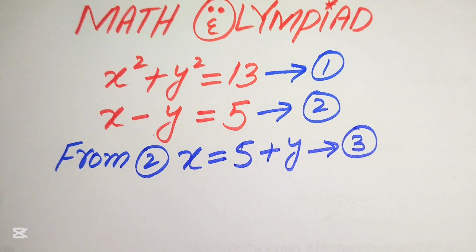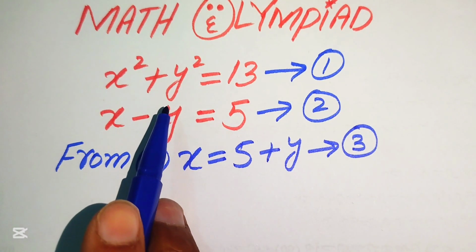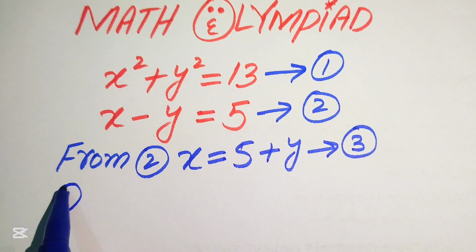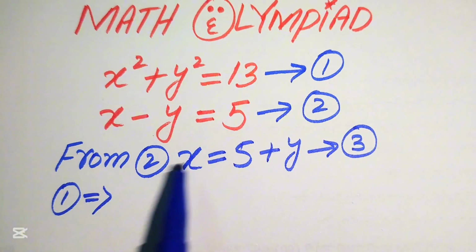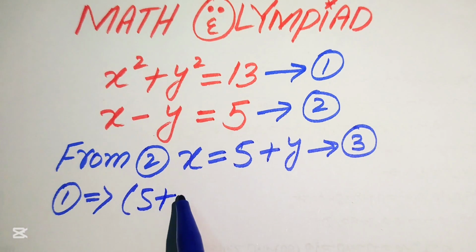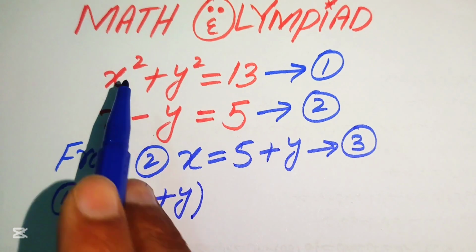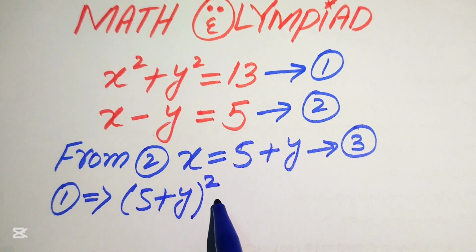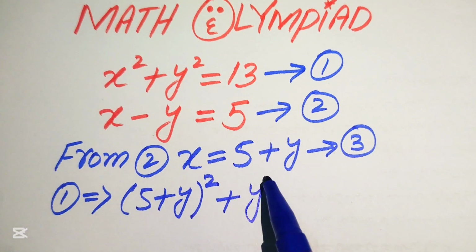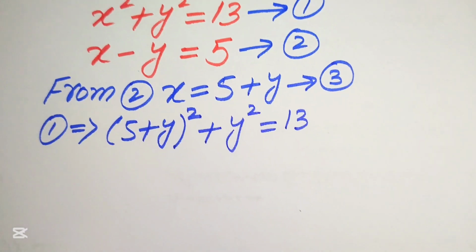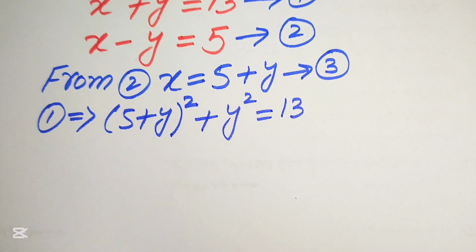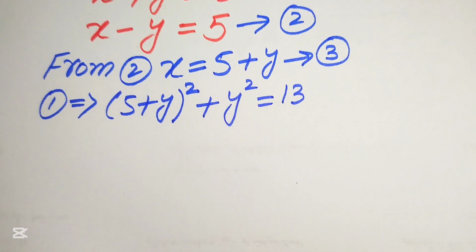And now we need to substitute this value of x in equation number 1. So equation number 1 implies that this is x square, the value of x is 5 plus y, because this is a square term, we take the square here, and plus y square equals 13. Now you see this equation becomes a quadratic equation but not in the standard form. So first we need to convert this equation into the standard quadratic equation form.